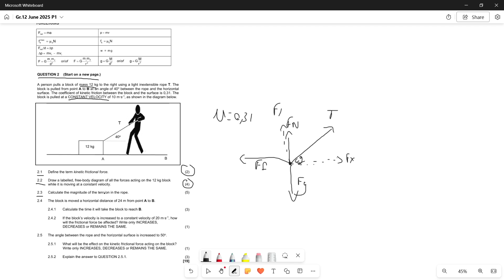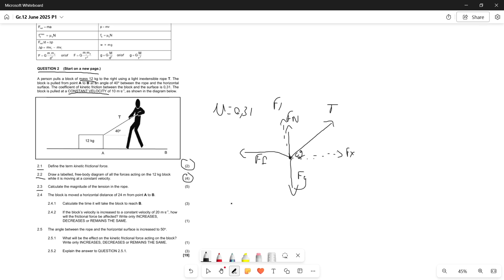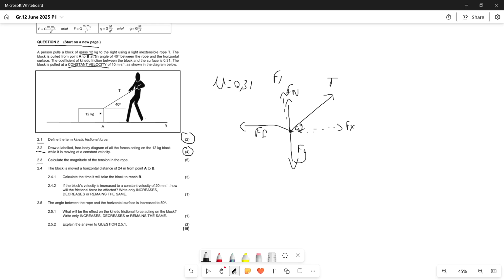Cool. And 2.3 now. So it says calculate the magnitude of the tension in the rope. So one thing to keep in mind, if we're trying to calculate the tension in the rope and the magnitude for 5 marks, it means we are probably going to work with one of these components. At this stage, this block isn't moving up and down as gravity and the F of y plus the F of n are in equilibrium.